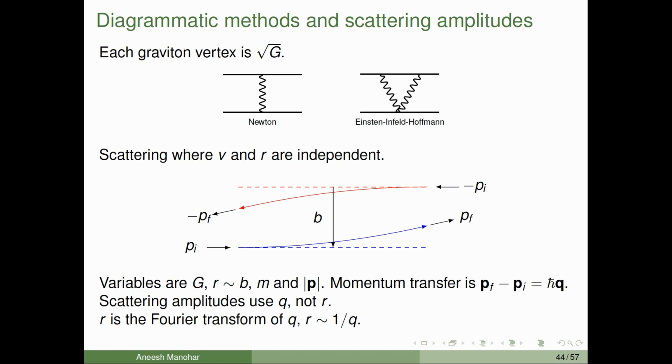You can't measure position and momentum at the same time in quantum mechanics. And there are two kinds of momenta. One is the momentum transfer, PF minus PI. And the other one, if you want, is the magnitude of PI or the magnitude of PF. I'll try to be a little careful here. PF minus PI can be written as h bar times q. So q is a wave number, and it differs from momentum by a factor of h bar. And q is the Fourier transform of r. So the scattering amplitude can be written in terms of q: G, Q, M, and P.